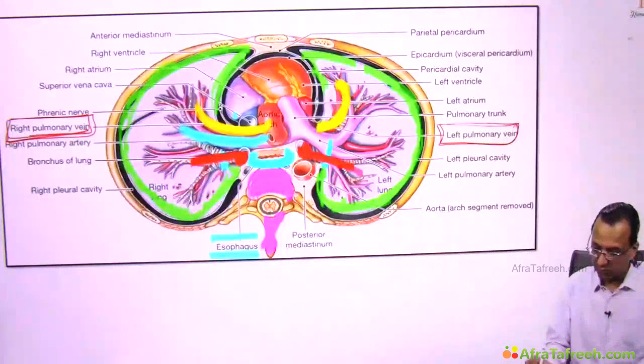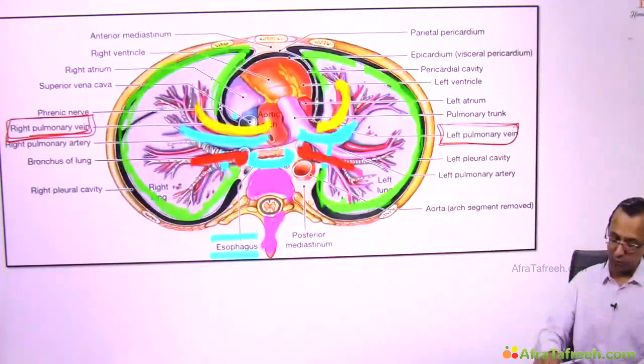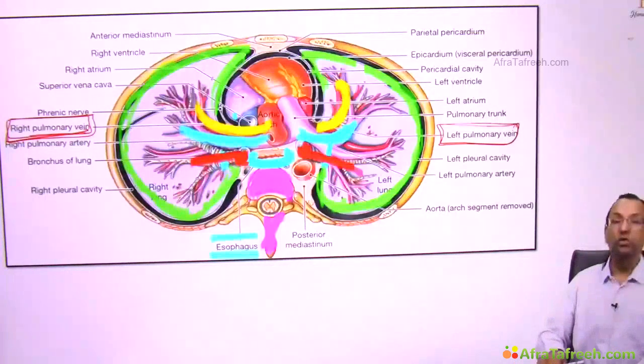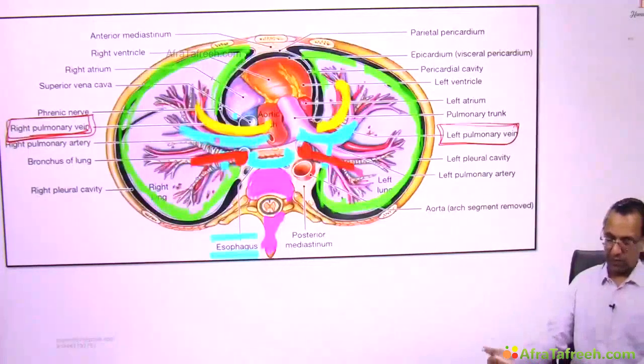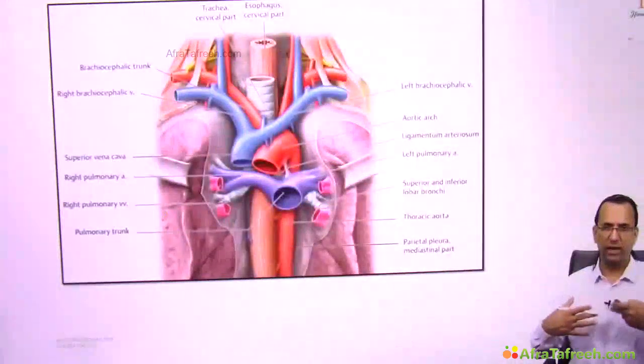I just want you to understand the arrangement of the structures of the hilum. Who is most posterior? Bronchus. Who is most anterior? The pulmonary veins. And what is sandwiched between the two? Pulmonary artery. Now, if you have that orientation, let us look at the front view of the individual.